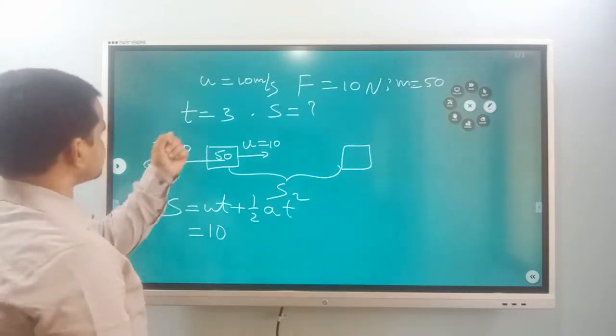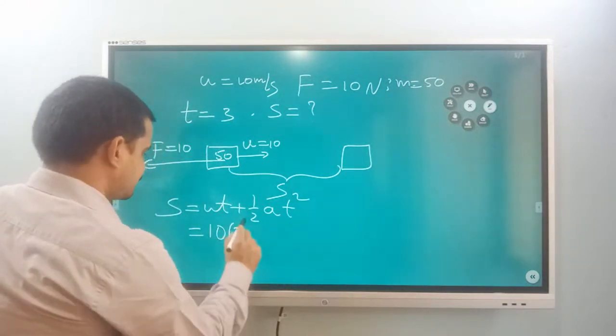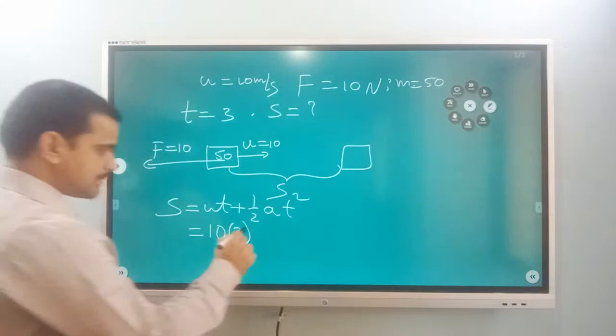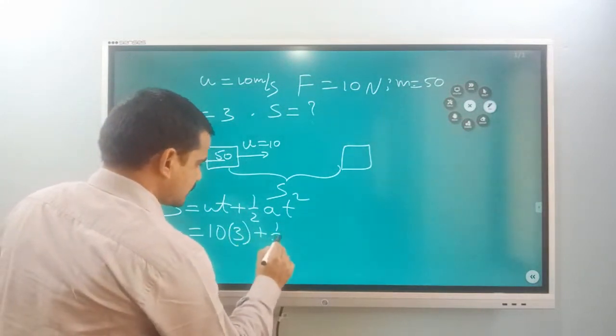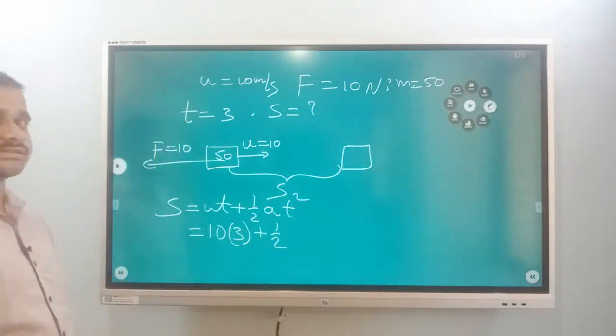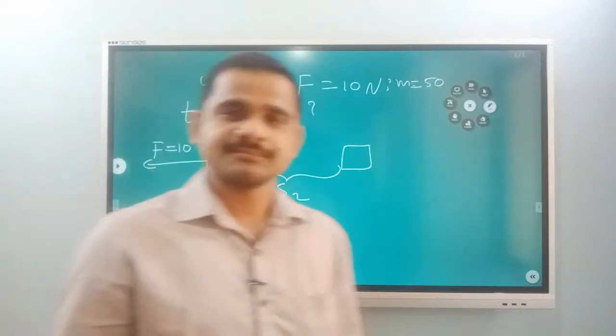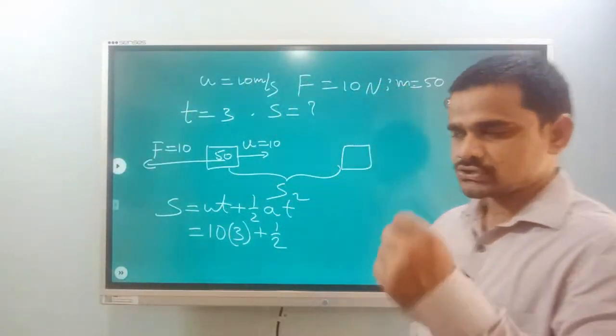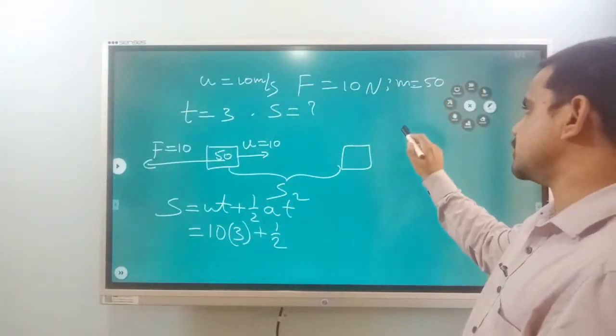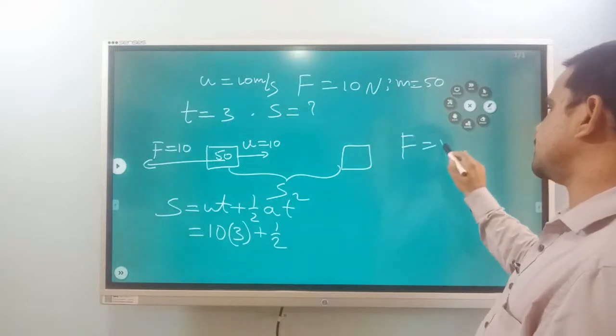Okay. Time, how much is given? 3. S is equal to ut plus half at square. What is a? We don't know a here, a is not given. So what we have to do is take F is equal to ma.